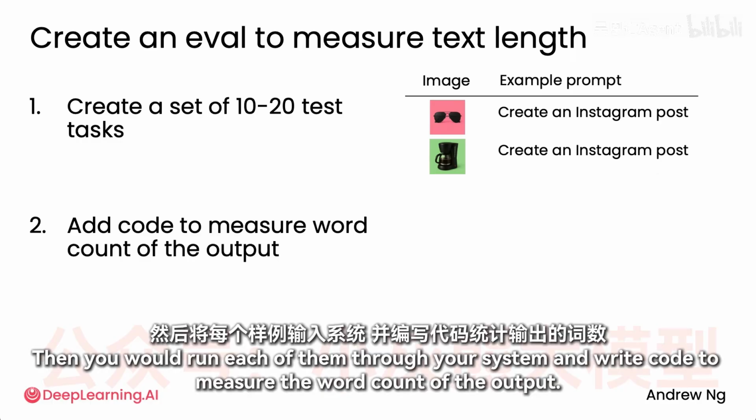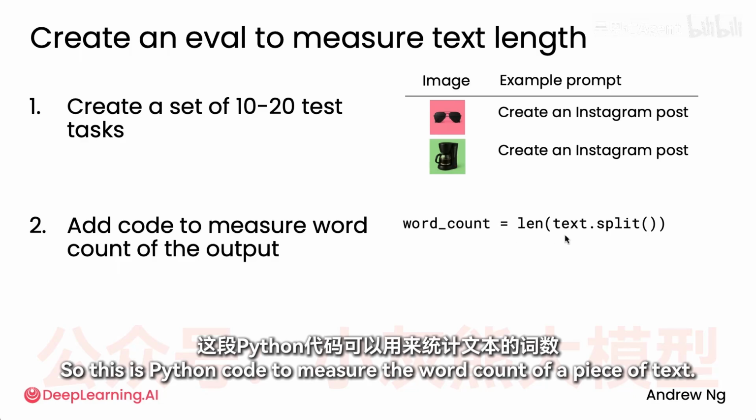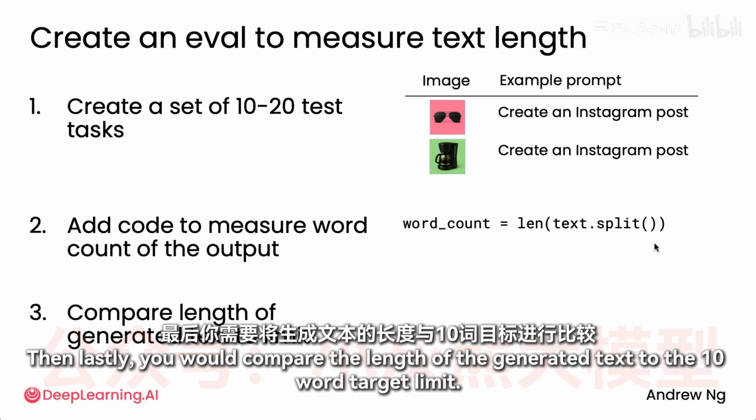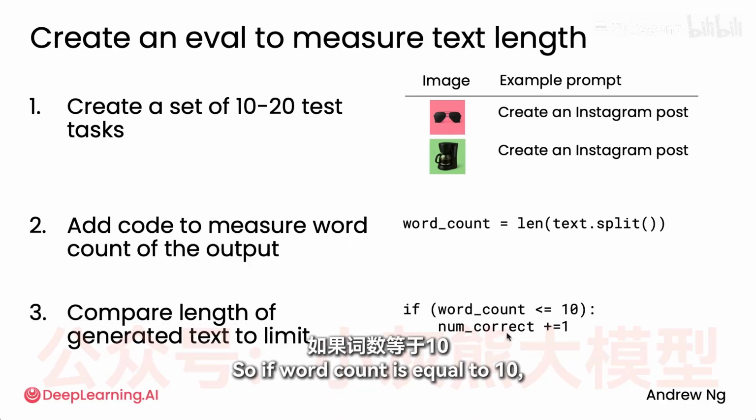Then you would run each of them through your system and write code to measure the word count of the output. So this is Python code to measure the word count of a piece of text. Then lastly, you would compare the length of the generated text to the 10-word target limit. So if word count is equal to 10, num correct plus equals 1.